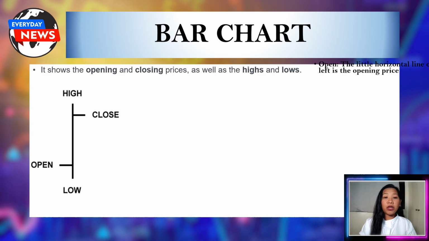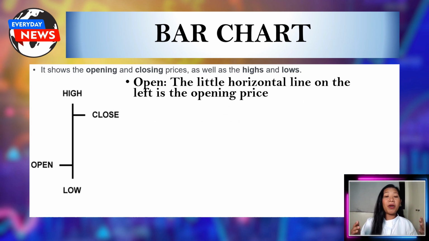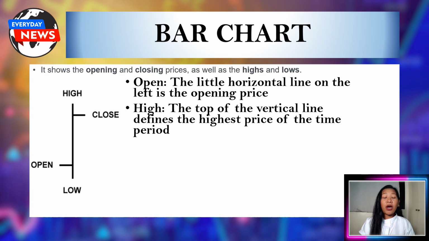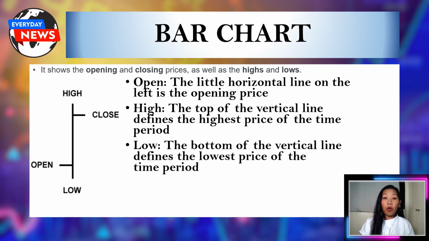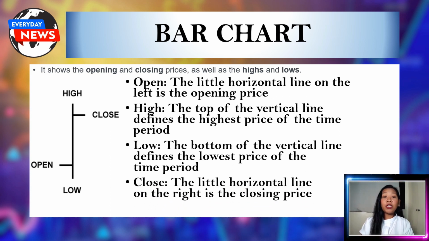It has what we call the open. The open is the horizontal line on the left, and that is the opening price. We also have the high, or the top of the vertical line, and it defines the highest price of the time period. We also have the low, which is the bottom of the vertical line, and it defines the lowest price of the time period. And finally, we have the close, which is the little horizontal line on the right, and that is the closing price.